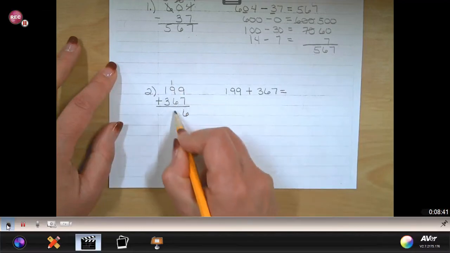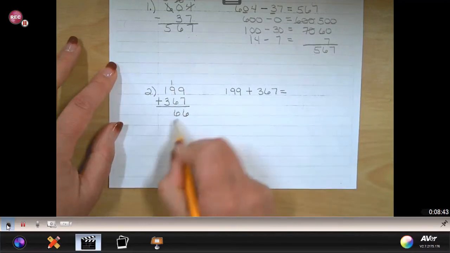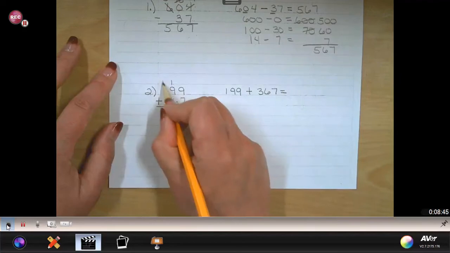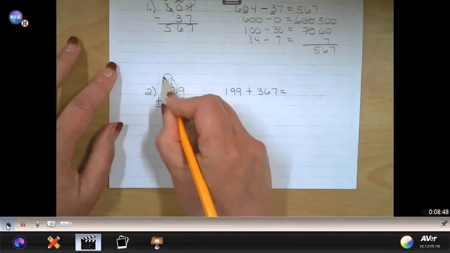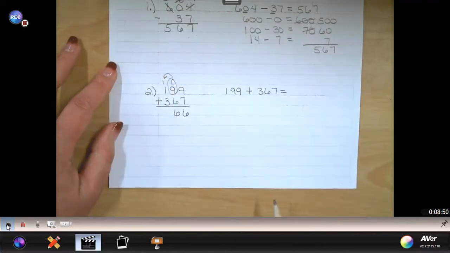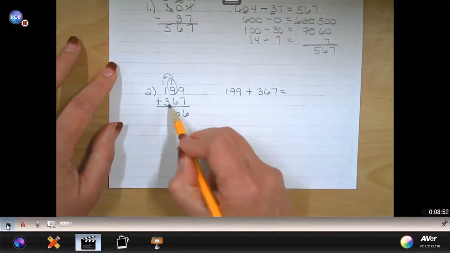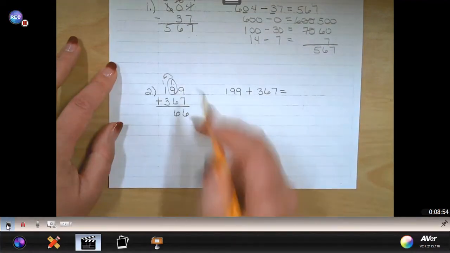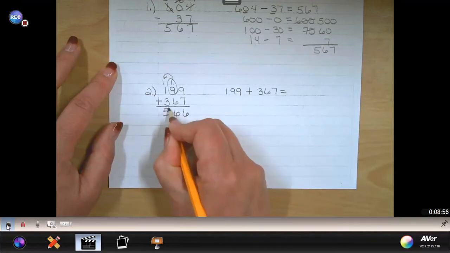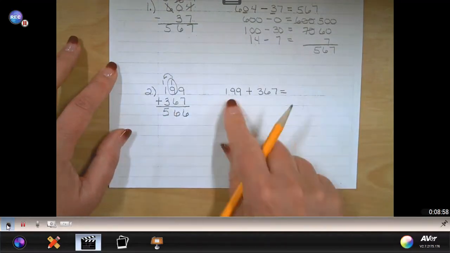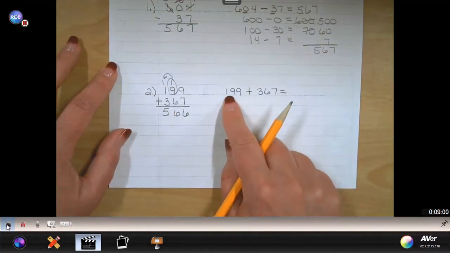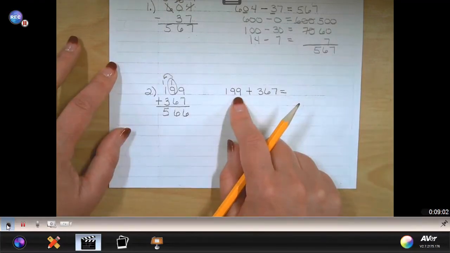So this 60 is just going to go down here in the tens place. And that 100 from here is going to get regrouped right there. That's a new 100. And this 300 plus 100 is 400 plus 100 is 500. 566.